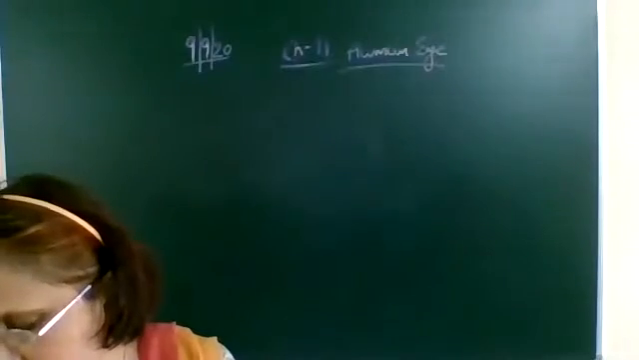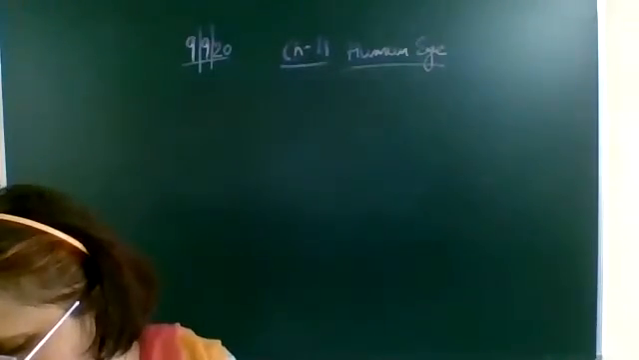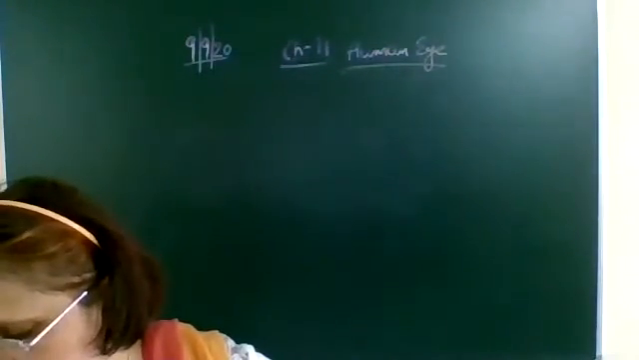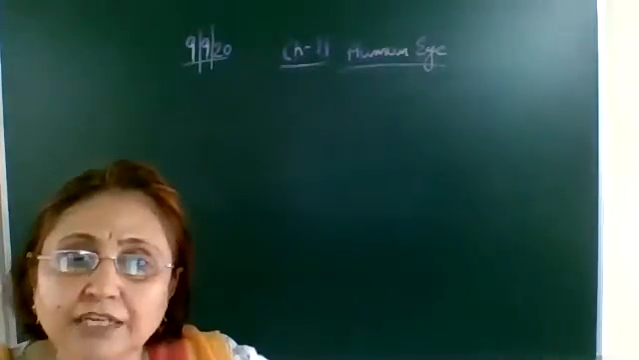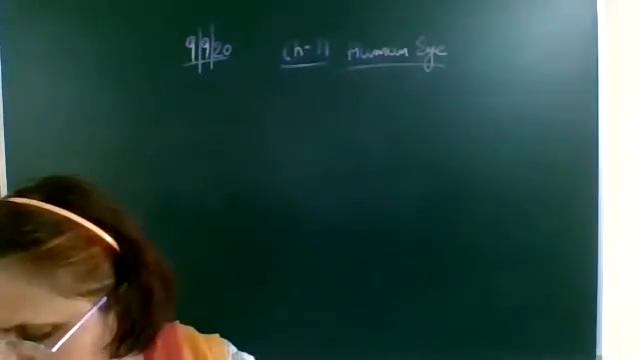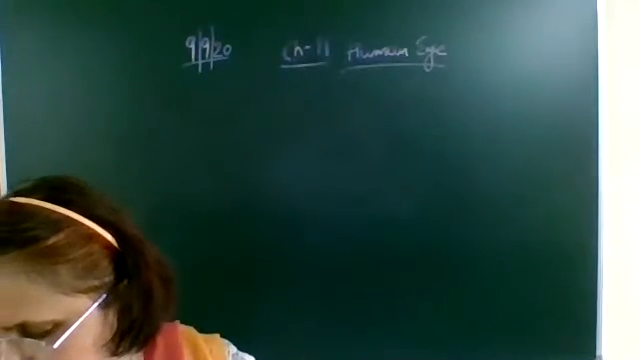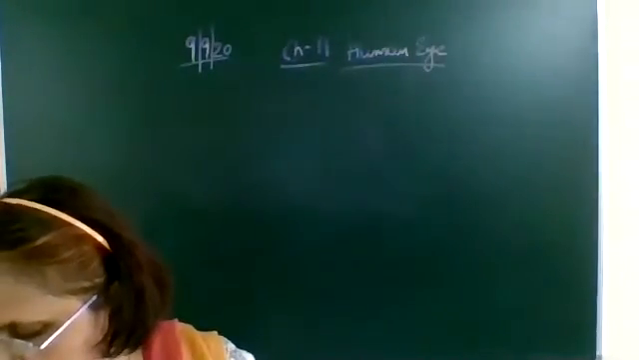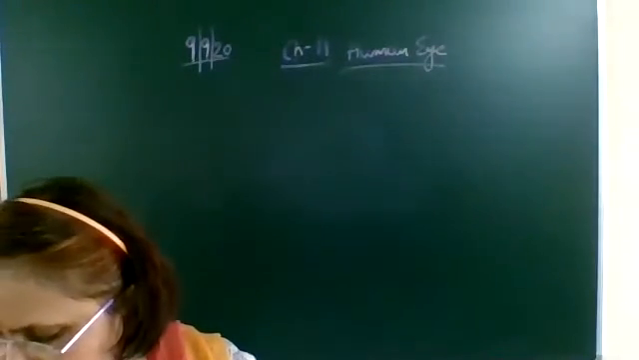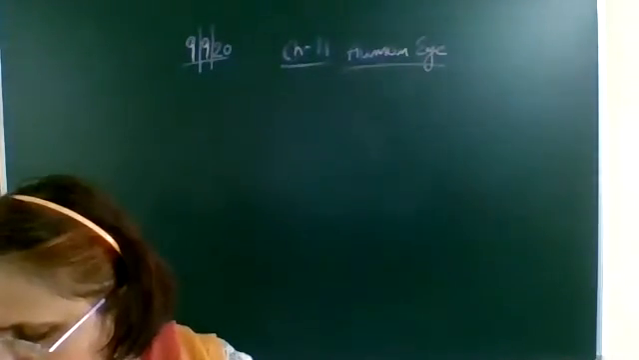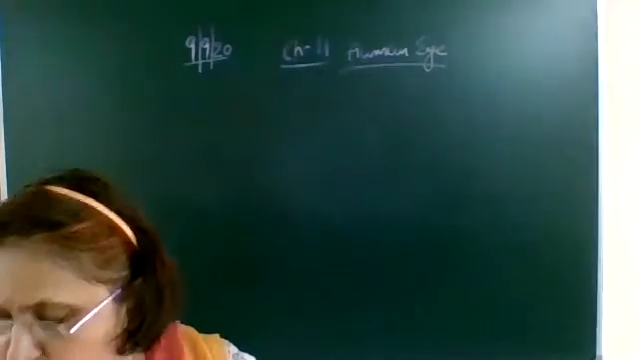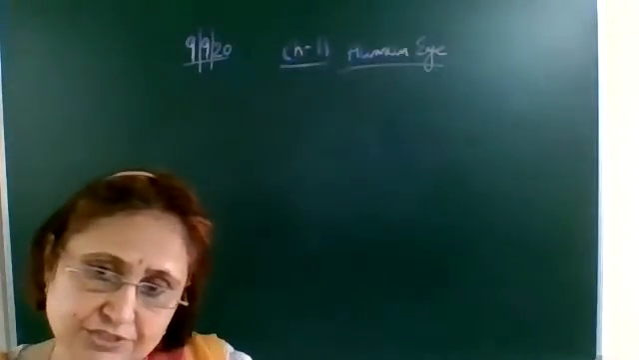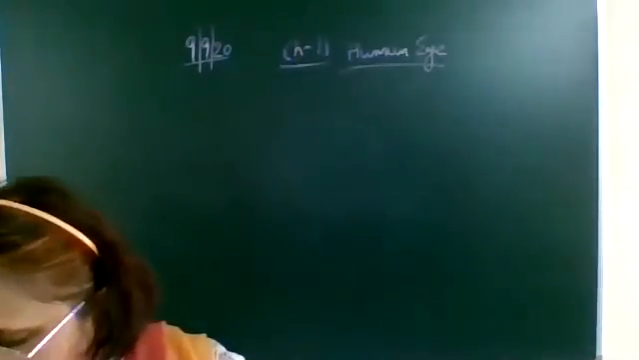So write the next part, ciliary muscles, C-I-L-I-A-R-Y, ciliary muscles. Write down, they hold the eye lens. And their function is to change the focal length of the eye lens.